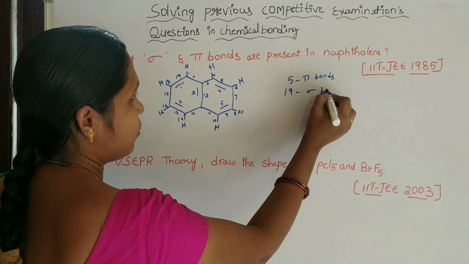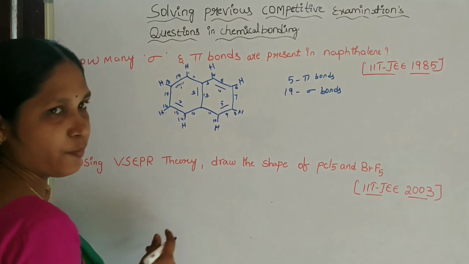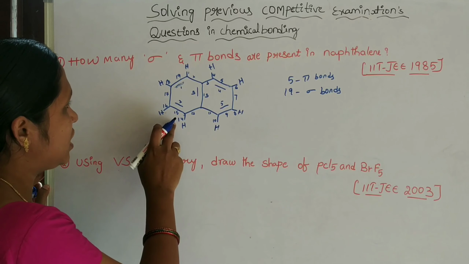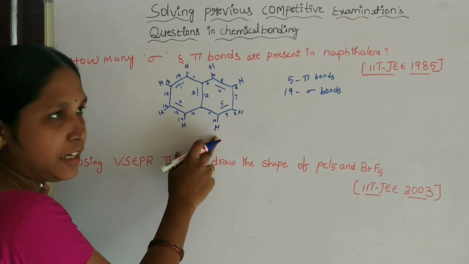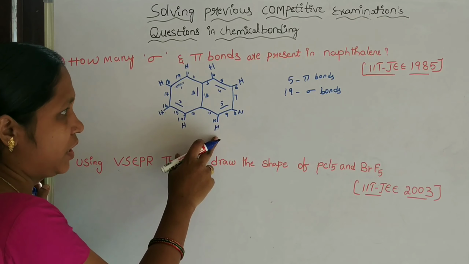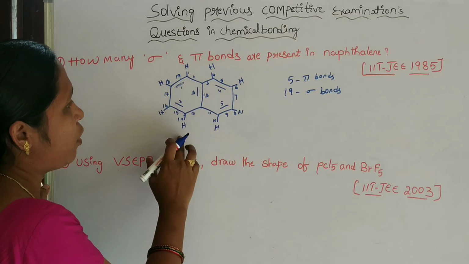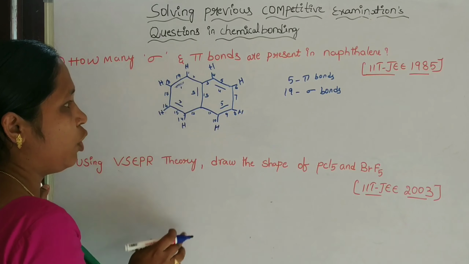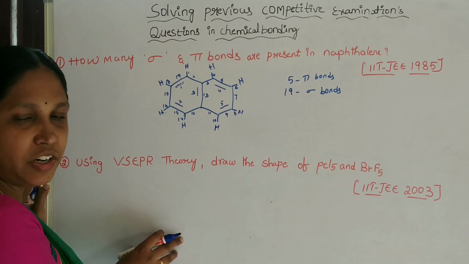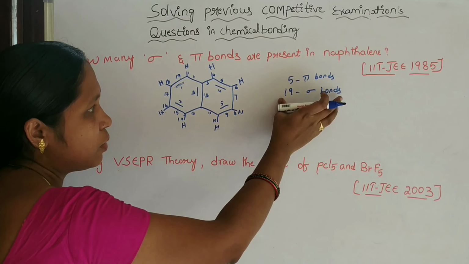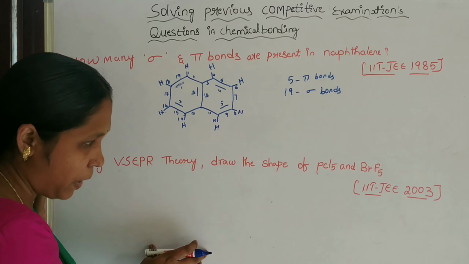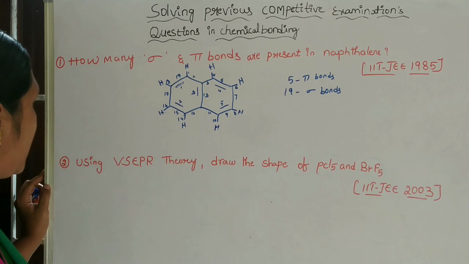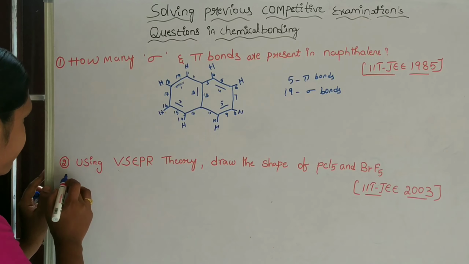Okay. How many hydrogens are there? 4 and 4, so 8 hydrogens are there. So 8 sigma bonds are C-H bonds, and the remaining 11 are C-C sigma bonds. In total, the sigma bonds are 19 and the pi bonds are 5. Okay, and next, see the second one.